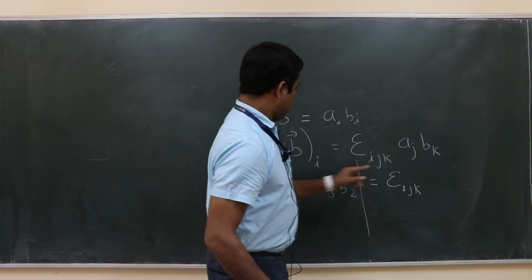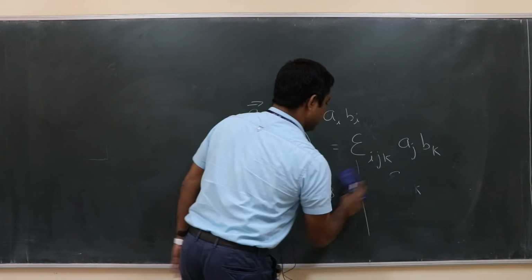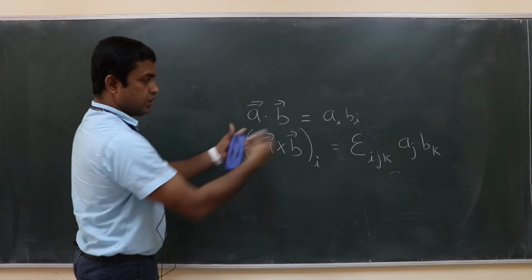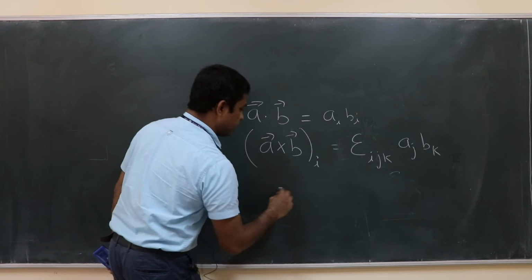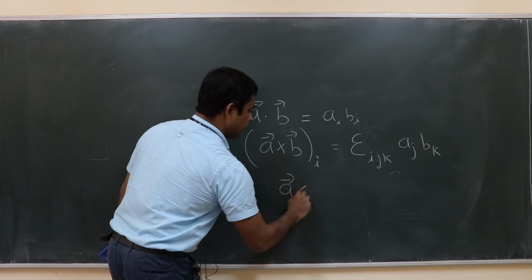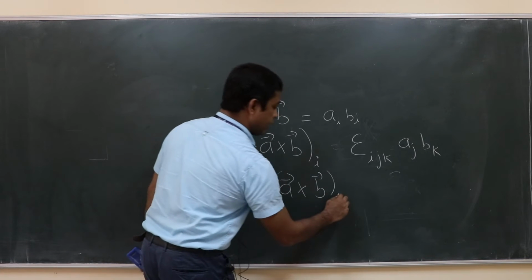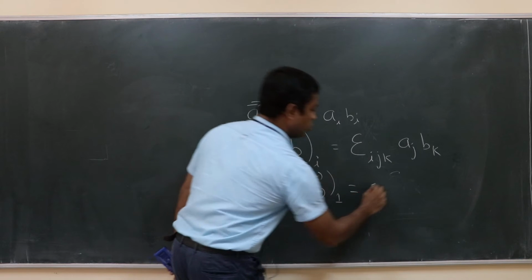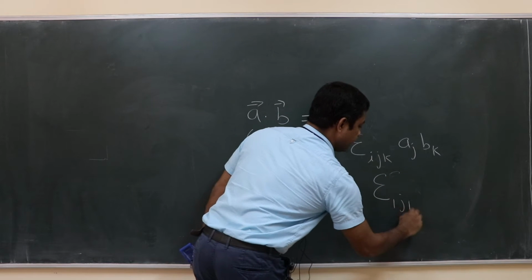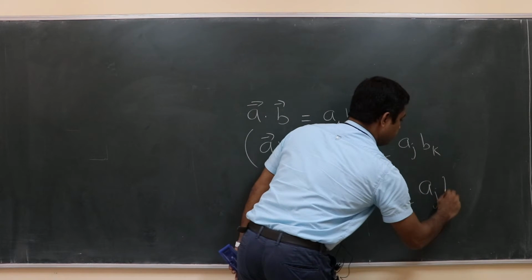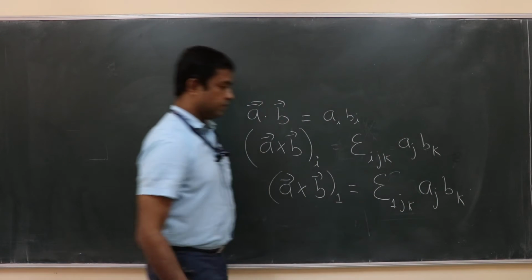Now I am explicitly writing down the first component. Okay, just to verify that this is equal to this, just to make you understand that it is the same. I am writing down the first component, or x component, which is equal to epsilon 1jk a_j b_k.